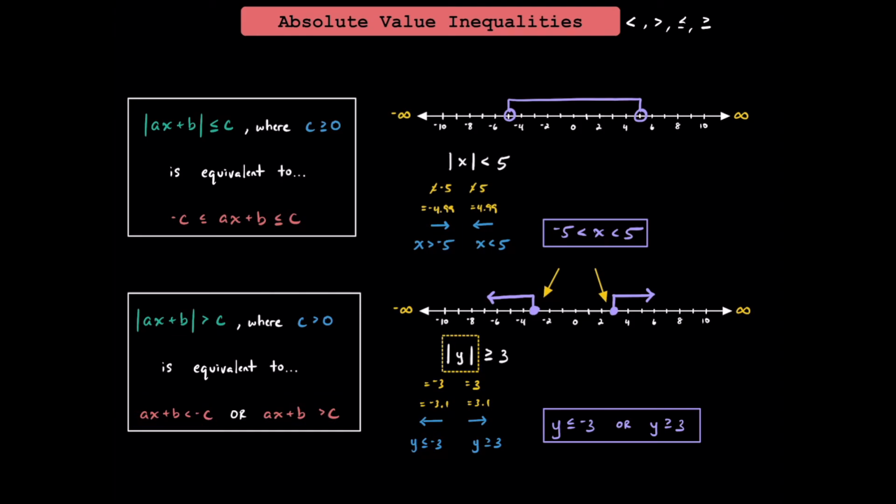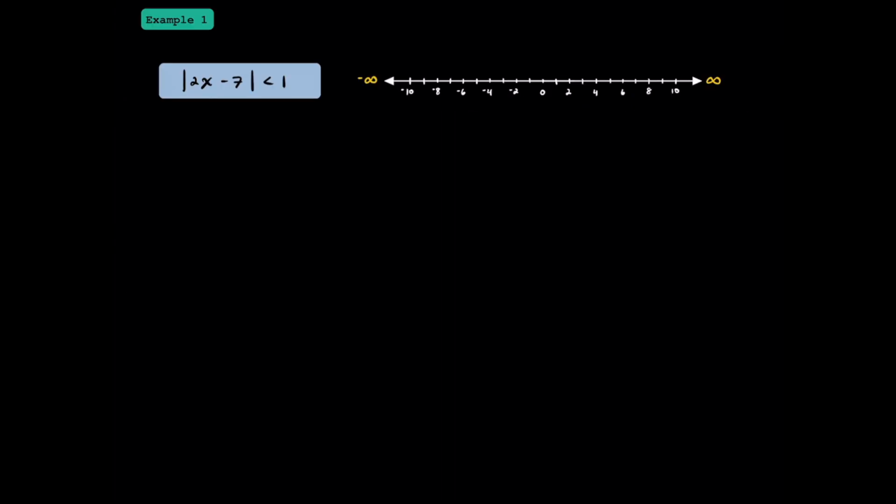Now that we've gone over some background, let's try some examples together. In the rest of this video, I'm going to go over 6 different problems. While the first 5 examples are just solving these absolute value inequalities, the 6th one will be an application word problem. Let's start with example 1.